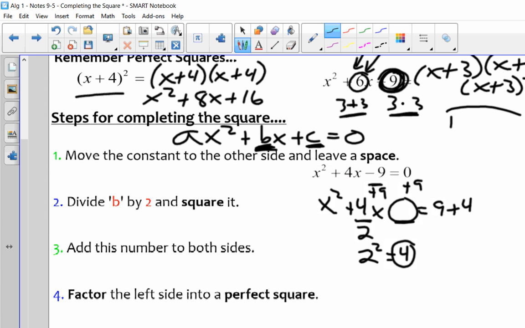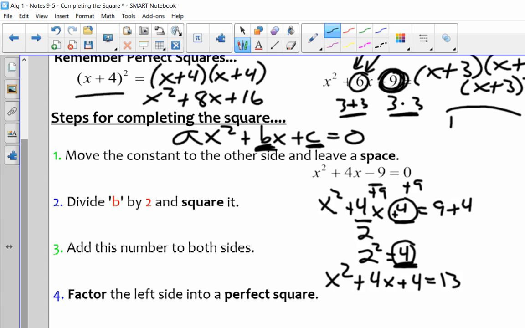So let's rewrite this so it's all cleaned up. I'm going to have what I started with, x squared. I'm going to keep that 4x. I'm not changing it because I divided it. I just used it to help me complete the square. I'm now going to take this 4 and plug it into this spot. So plus 4, equals, and now 9 plus 4 is 13. Okay? So that's step 3. Big step.